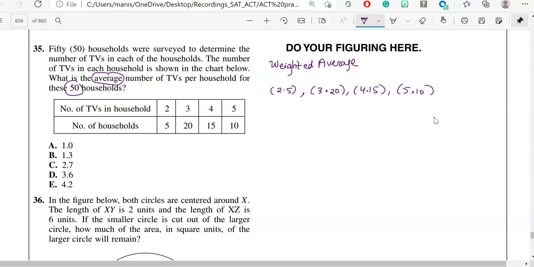So the total number of households is what? It is 50. So my next step will be like this: 2 times 5 is 10, plus 60, plus 60, plus 50, and I will divide by the total number of households, that's 50. So my answer from this will be what? 3.6. So this is my answer choice. So my answer choice is D. So option choice D is the correct answer for question number 35.